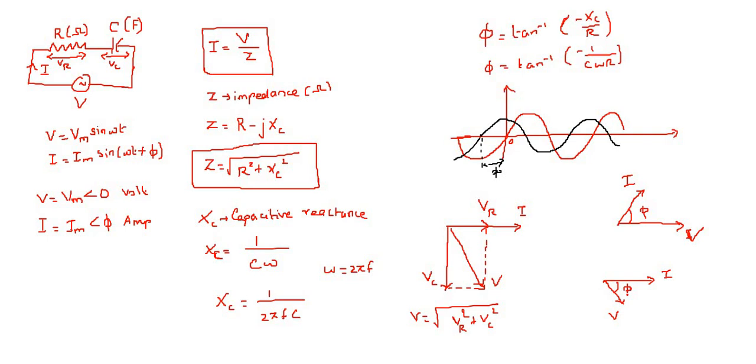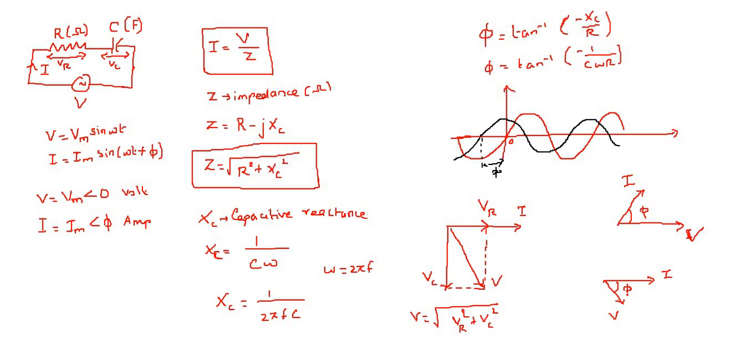Now let us draw the phasor diagram. Just consider an RC circuit which is excited by an AC voltage source V equal to Vm sin omega t. Let I be the current which flows through the circuit, VR be the voltage across the resistance, and VC be the voltage across the capacitor. So if V is equal to Vm sin omega t, we know that in the case of a capacitor, the current leads the voltage by an angle phi. So I can be written as I equal to Im sin omega t plus phi. In polar form, V is equal to Vm angle 0, I is equal to Im angle phi. I is equal to V by Z, where Z is the impedance. Z is equal to R minus j XC, and Z is equal to root of R square plus XC square. XC is the capacitive reactance, that is 1 by C omega, that is 1 by 2 pi fC. So phi is equal to tan inverse of minus XC by R.